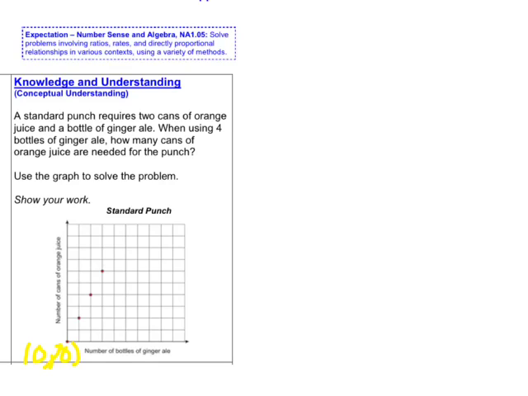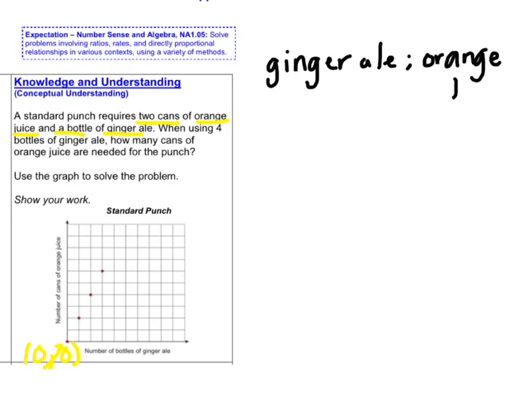A standard punch requires 2 cans of orange juice and a bottle of ginger ale. So to make this punch, we are looking at a ratio of ginger ale and orange juice. So let's write that here. Ginger ale to orange juice. We have a ratio of ginger ale to orange juice. So for every 1 bottle of ginger ale, we need 2 cans of orange juice. Our ratio is 1 to 2 of ginger ale to orange juice.